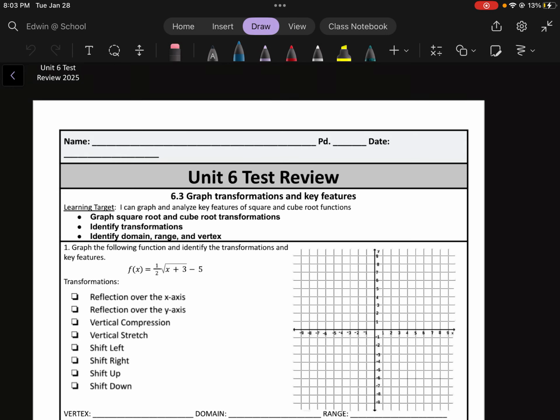Alright, what's up guys? Today I'm going to go over the Unit 6 test review. I'm going to go over some of the problems that I believe are going to be important for you to understand so that you can do well on the test.